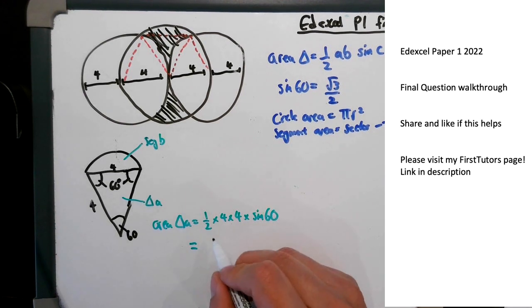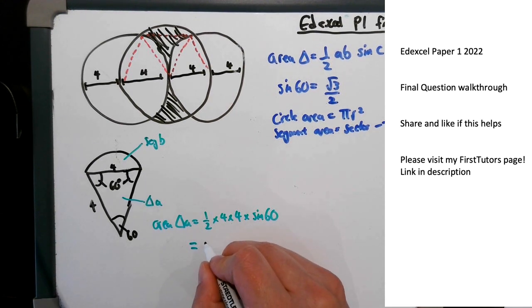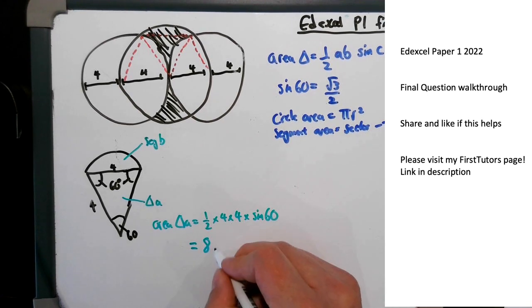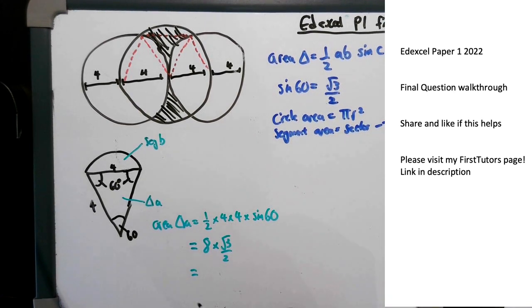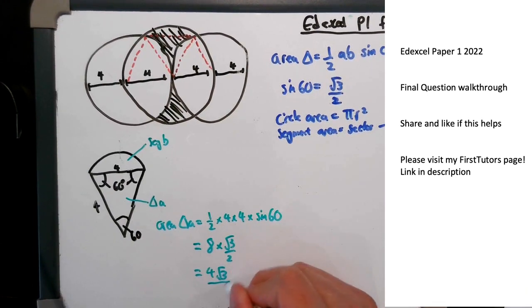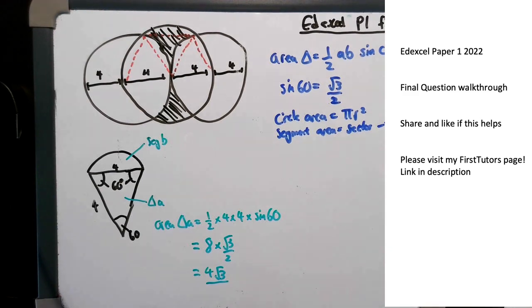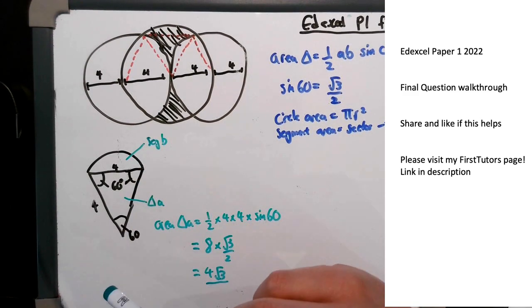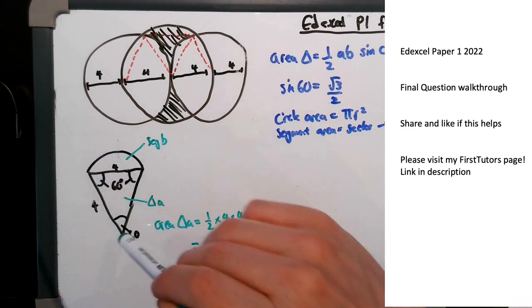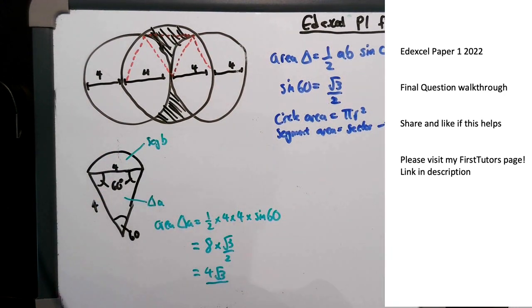So let's break it down. Okay, so half times 4 times 4 is 8. So just write it down here, times √3/2, which simplifies to 4√3. Okay, so there's that. Now to find the segment. The segment is just the area of the whole sector minus the triangle, and we already have the triangle.